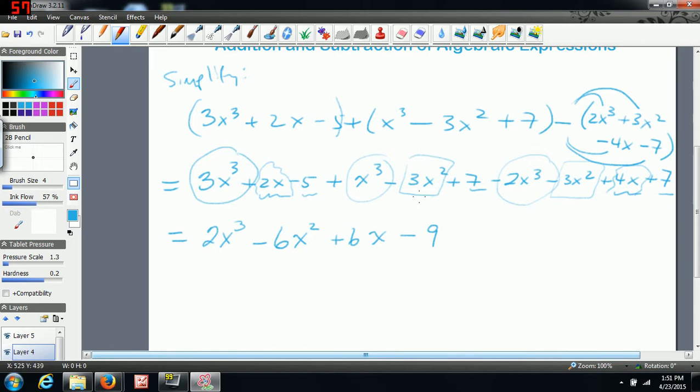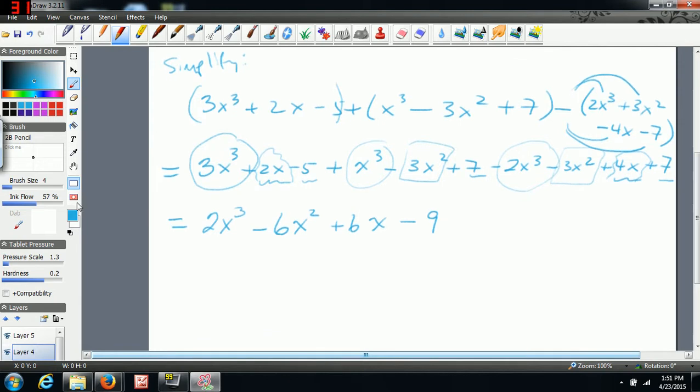Okay, so just looking over here, that looks good. 4 minus, yep, so that looks good. And just double checking here, negative 3x is negative 6x squared, 2x and 4x is 6x, and then 5, 7, 7, so that's good too. Okay, so that's how you would simplify something like that.